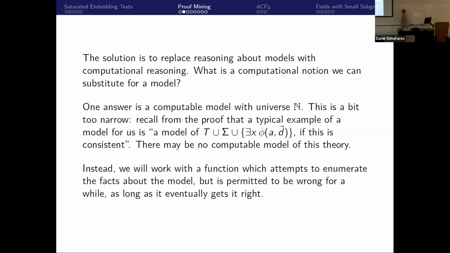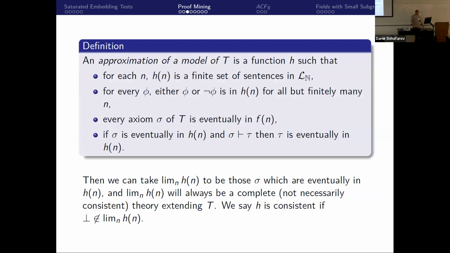The next thing we might try, which is good enough for us, is a computable model that's just allowed to be wrong sometimes. So it's just a computable function that outputs sets of sentences, facts about our model, but sometimes it's wrong. But when it's wrong, it has to eventually notice that it's wrong and get it right later. What I'm describing is a limit computation of a model, or a delta 2 model. And this is exactly what we need.